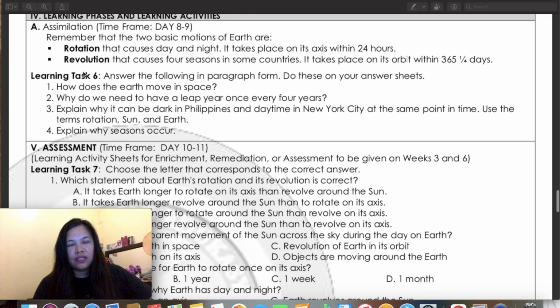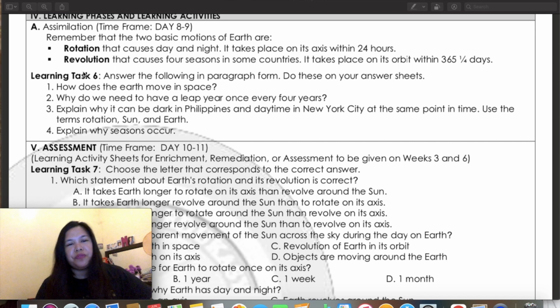To sum up of this week 4 and 5 lesson, so we should remember that the 2 basic motion of the Earth are, first, the rotation. What is rotation? So the rotation that causes day and night, it takes place on its axis within 24 hours. What is revolution? Revolution that causes for season in some countries, it takes place on its orbit within 365 and 1/4 days.